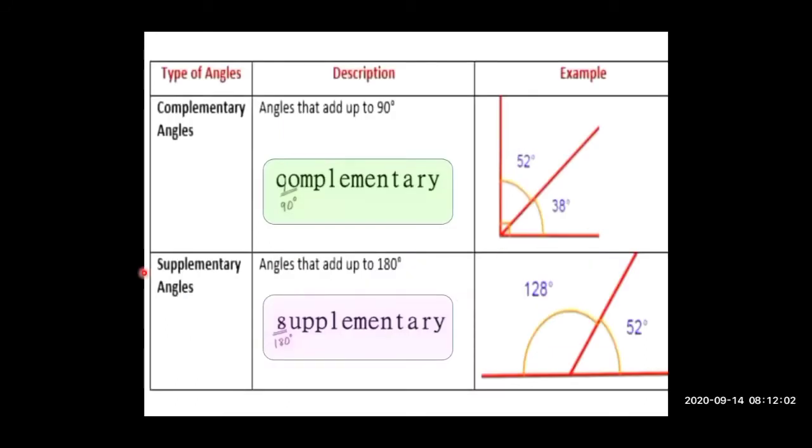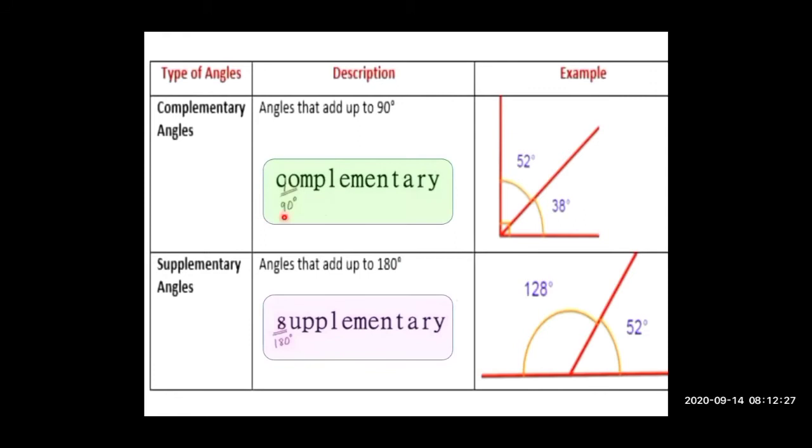In the previous lesson, you learned about complementary angles, angles that add up to 90 degrees. 52 degrees plus 38 degrees equals 90 degrees. In this lesson, you are learning supplementary angles, angles that add up to 180 degrees.